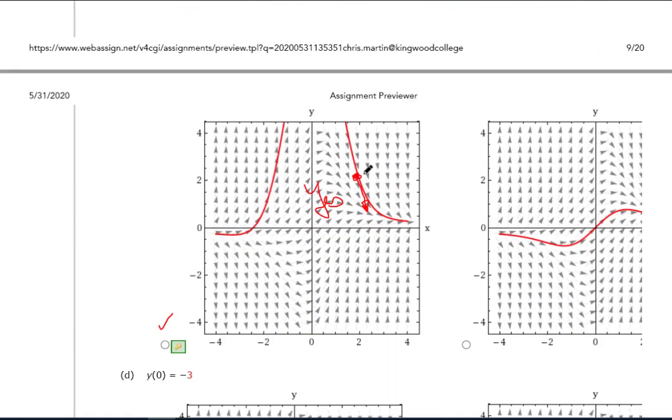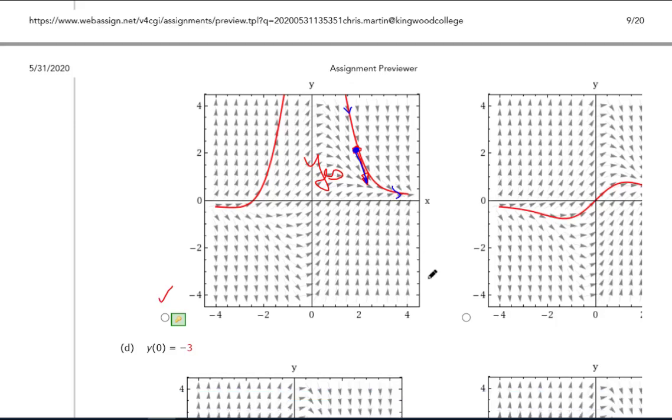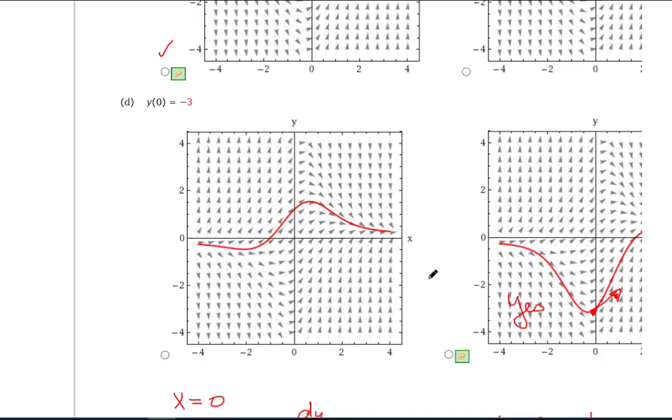Let's see. So yes, here at the point (2, 2), you can line up 2 and 2, and my flow is downward. So the flow pattern would look like that. What about at (0, -3)? Let's see, not even there.